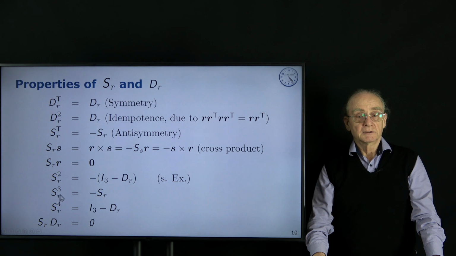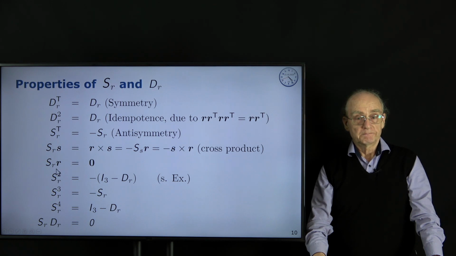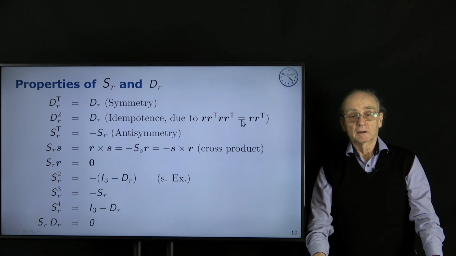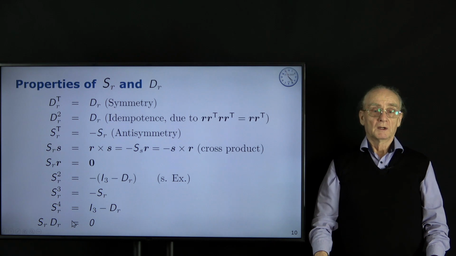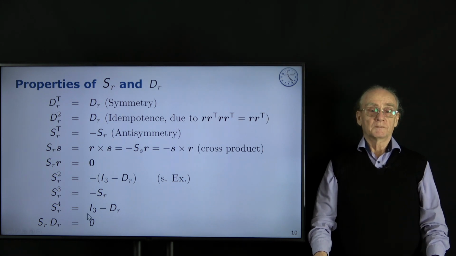And we can also easily show that if we take S_R to the third, we find out it's S_R except for the sign. And if we take S_R to the fourth power, we find out it's the negative of S_R squared. And of course, generally S_R multiplied with D is 0, because D is R times R transpose, so we have S_R times R, which is 0, multiplied with R. So we use these properties in the following.